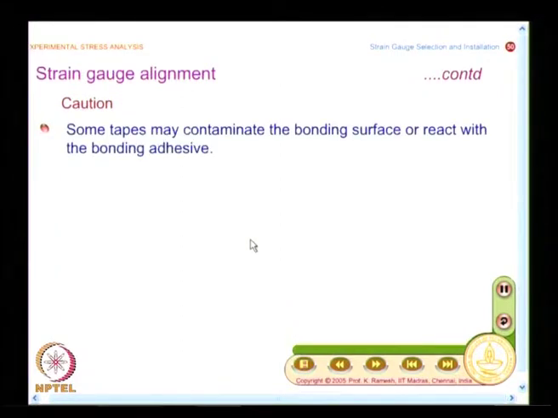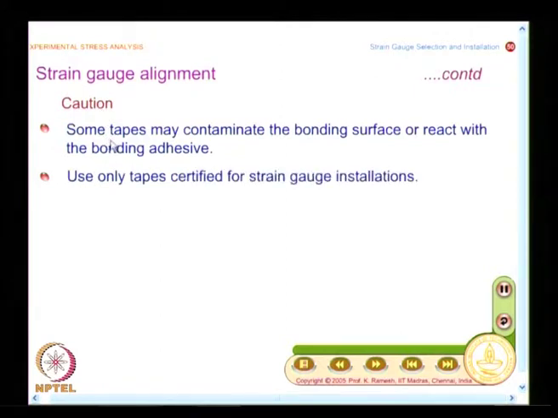and as I mentioned earlier, the caution is also mentioned. Some tapes may contaminate the bonding surface or react with the bonding adhesive, and you need to use only tapes certified for strain gauge installations. So, do not go with TV advertisements, you have easy tape, so many tapes have come. So, you have to be very careful whether it is recommended by the strain gauge manufacturer, that is the focus.